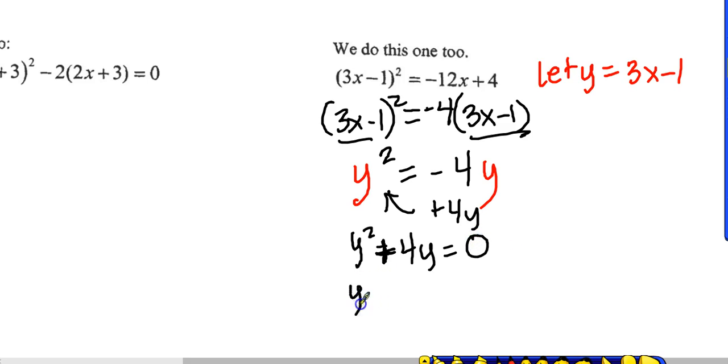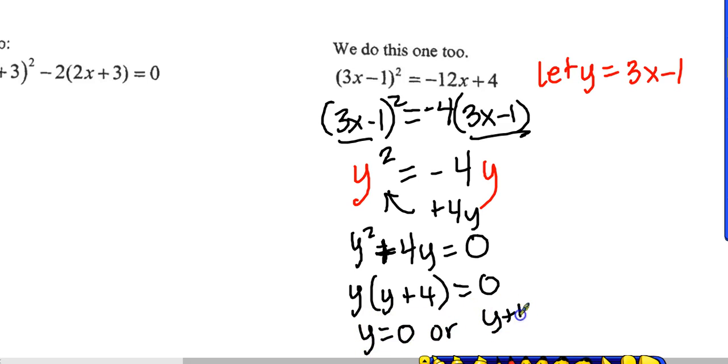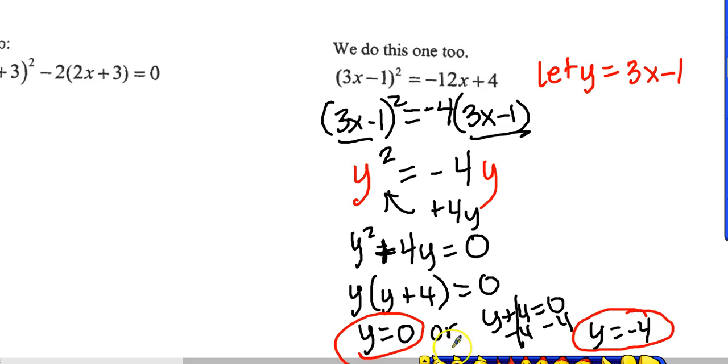Then we'll factor out a y times y plus 4. Set both quantities equal to 0. I'm out of space. y equals negative 4. So I got the solutions 0 and negative 4. And remember, I'm not looking for what y equals, right? I'm looking for what does x equal.